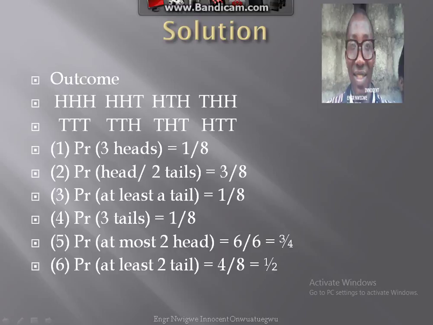The probability of 2 heads and 2 tails is impossible. We don't have any outcome where 2 heads and 2 tails appear in one place, so we have 0 over 8.